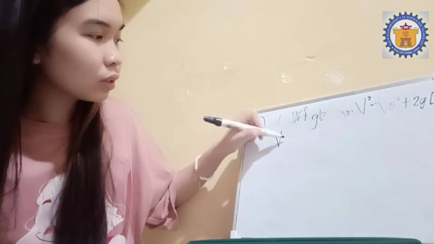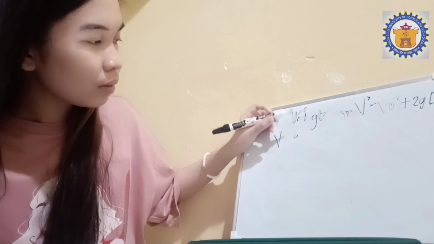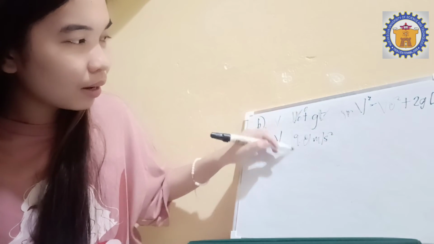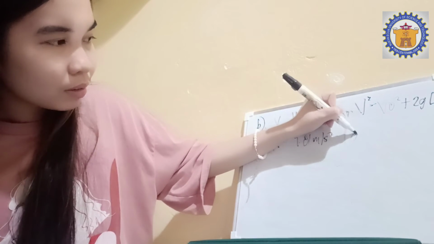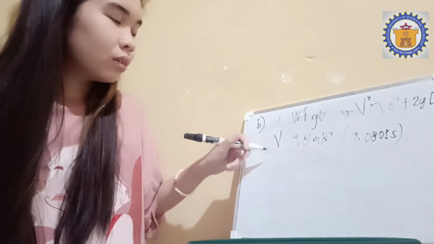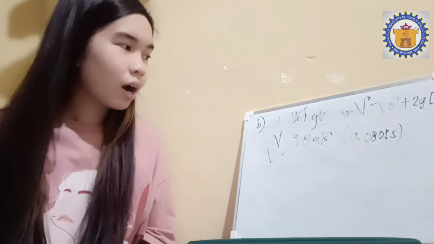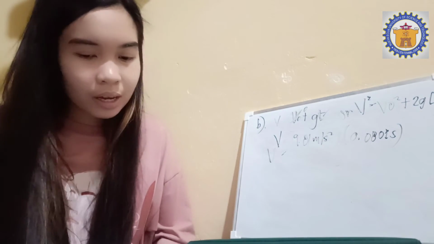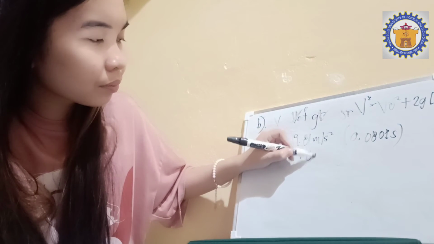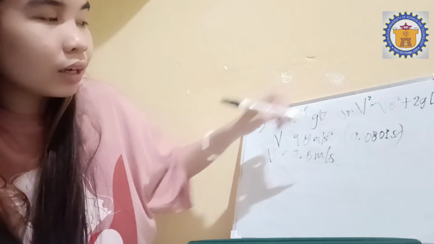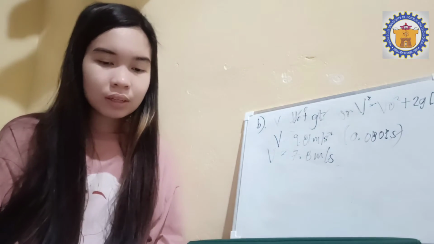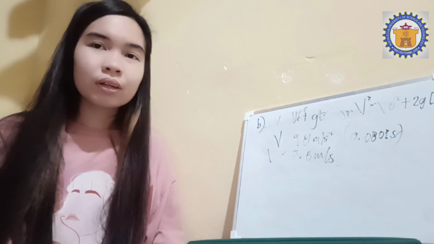So, substitute lang natin. Value ni gravity is 9.81 meter per second squared, times time na 0.0801 seconds. So, our velocity now is equals to 7.86 meter per second. Pwede natin i-cancel yung both s. So, ayan, ang makukuha natin is velocity is equals to 7.86 meter per second.